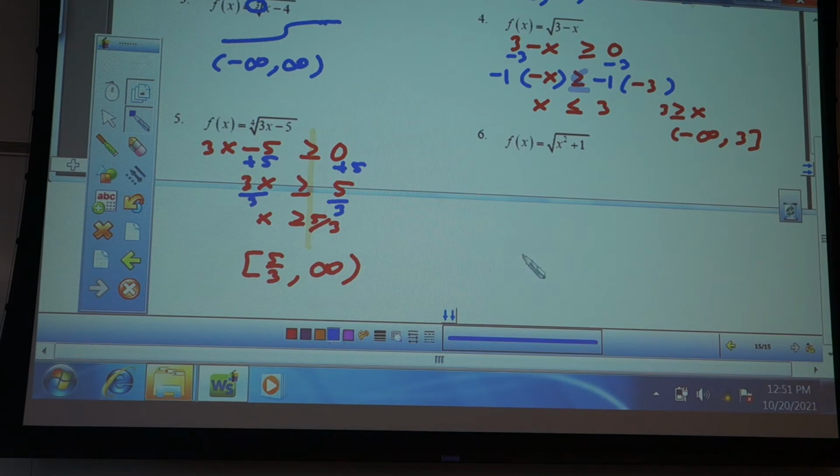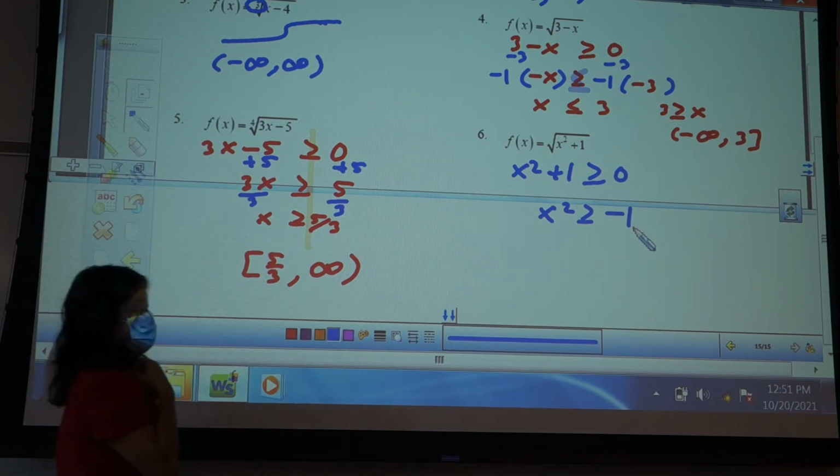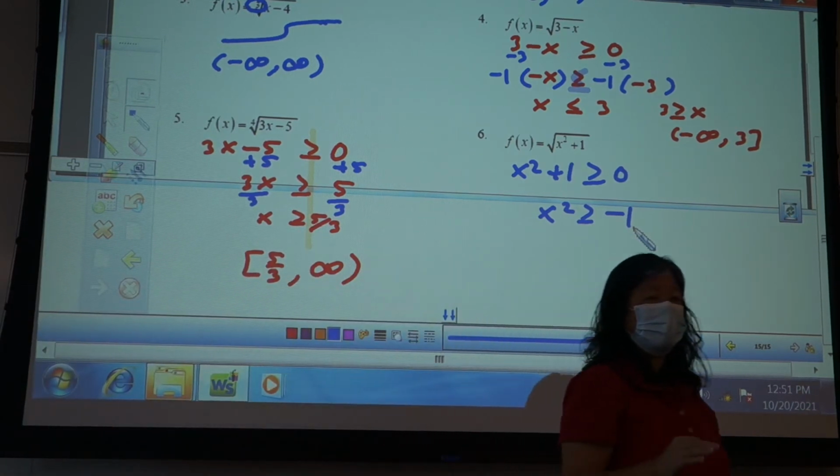And then this last one. x squared plus 1 is greater than or equal to 0. Subtract 1 from both sides. x squared is greater than or equal to -1. But here's the deal. What's the smallest x squared can be?